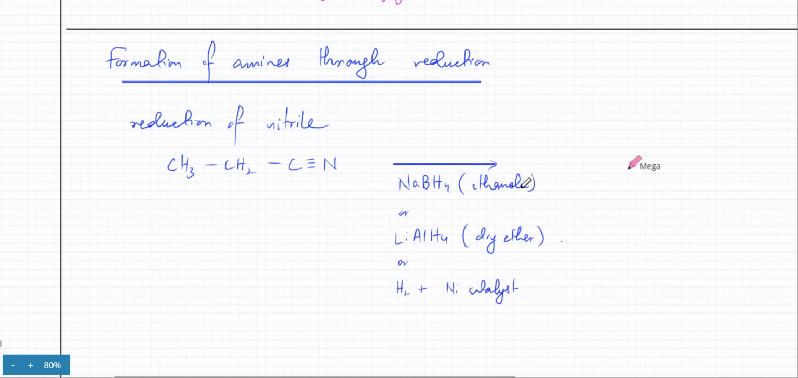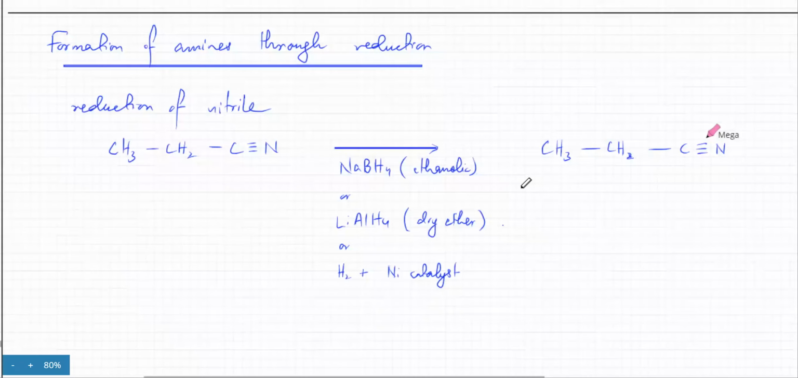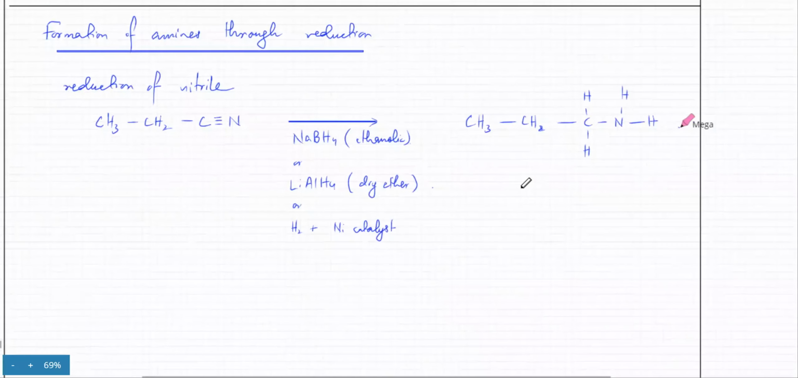What happens is that the triple bond goes away and hydrogens get added to it. So it's going to be CH3, CH2, and there's C triple bond N. The C triple bond N would be broken, and there would only be one bond left between them. And the rest would be that hydrogens are going to get added. So an amine would be formed. So that's one way.